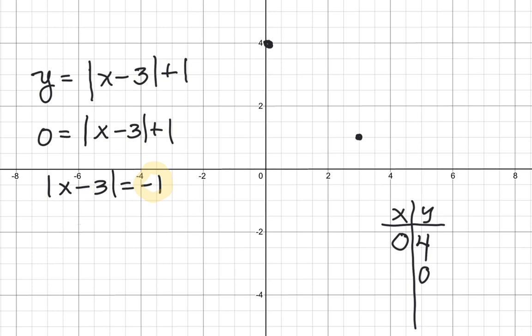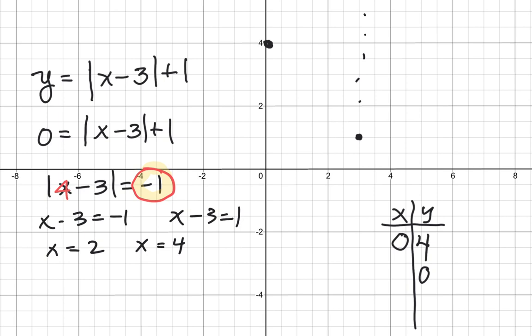Remember, I could go ahead and break this down into the two cases. x minus 3 equals negative 1, x minus 3 equals 1, and I could solve. I would get x equals 2 and x equals 4. But if I check those two numbers in the absolute value equation, if I put in a 4 here, 4 minus 3 is 1, but its absolute value is not negative 1. There are no solutions to this equation, so that means there are no x-intercepts. I do know that y equals 4 is kind of a mirror point, so there should be another point on the other side, and I can draw my absolute value like that.